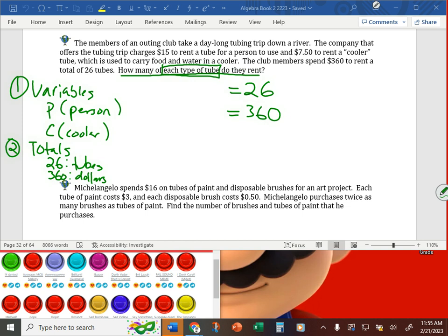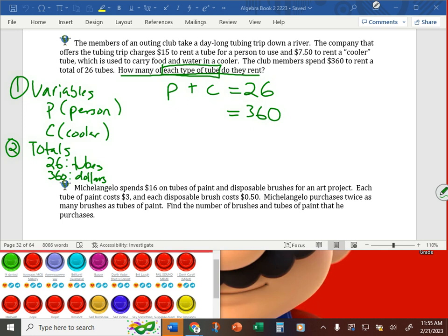So, 26 total tubes. How can we use our variables of P, person tube, and C, cooler tube, to write an equation that represents the quantity of tubes purchased? P plus C. Very similar to our first one, right? The number of person tubes plus the number of cooler tubes equals 26 tubes total. Okay, P plus C. That's our quantity, the number of tubes.